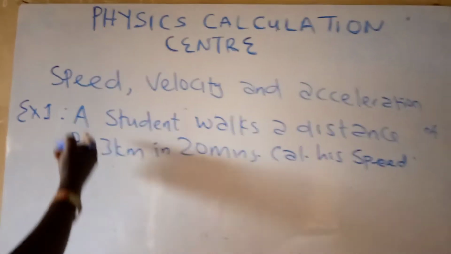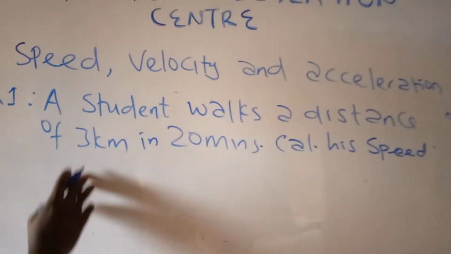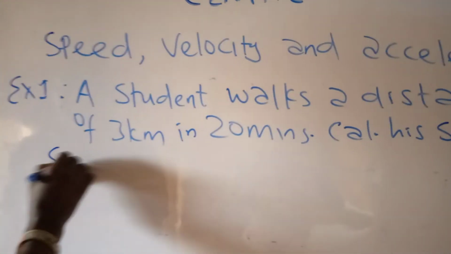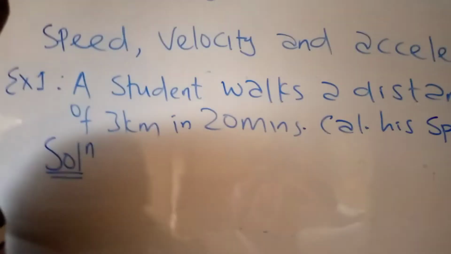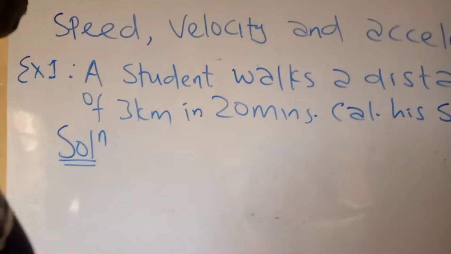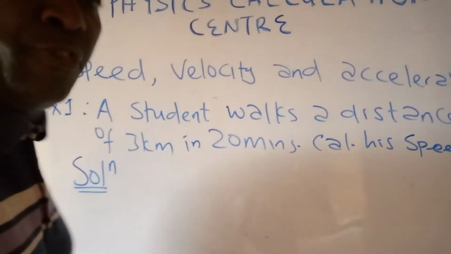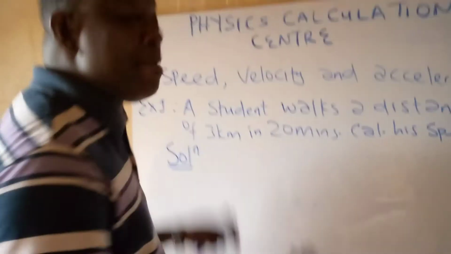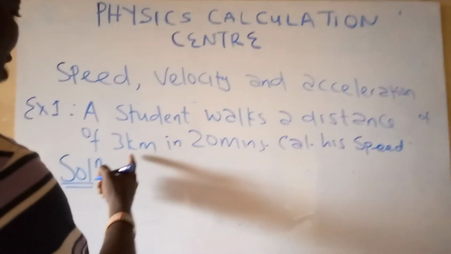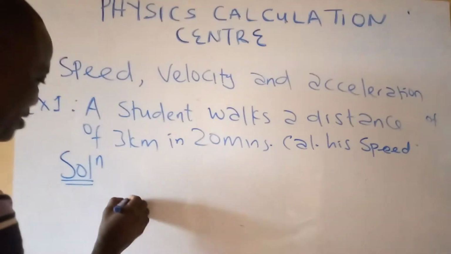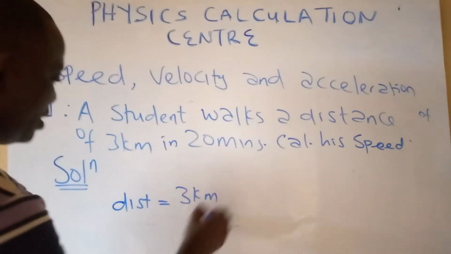Now, look at this question. It says, a student walks a distance of 3 kilometers in 20 minutes. Calculate its speed. Now, the first thing you write in a physics calculation is your solution. Now, I've always advised my students, or people that I've taught over the years, in different tutorial centers and schools, that if you're taking calculation in physics, you need to write your parameters down. Very important. So I'm going to write my parameters down. The first one I have here is kilometer, and I say kilometer is distance. So you write distance equals 3 kilometers. Very important.